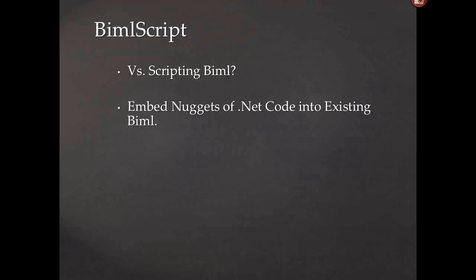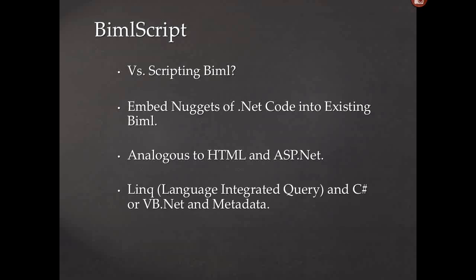Biml script involves embedded nuggets of .NET code into the existing Biml. It looks a lot like websites with HTML and ASP.NET. You have these XML elements. Now in a website you might see a header or body or even H3 and /H3 and all that stuff. Then in there's ASP code that loops through your item master or what you're selling or whatever and creates rows with checkboxes and things like that. So it's analogous to that, but what you're really doing is you're using LINQ, language integrated query, and C# or VB.NET and metadata.